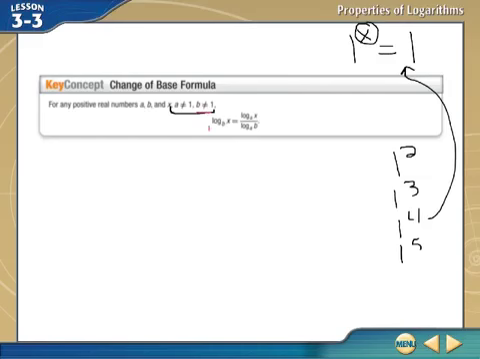Now, if you have log base b of x, then that is equal to log base a of x divided by log base a of b. We will look at the change of base formula as a way to evaluate logarithms in the following examples.